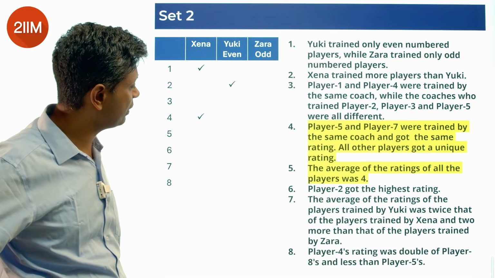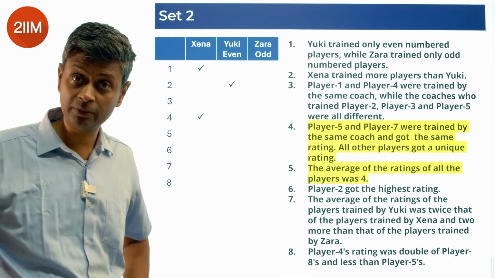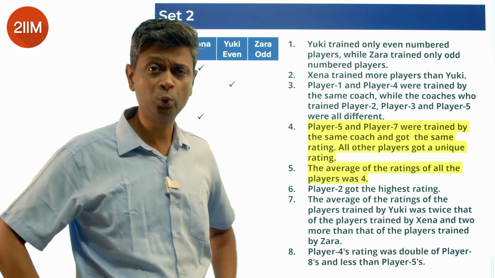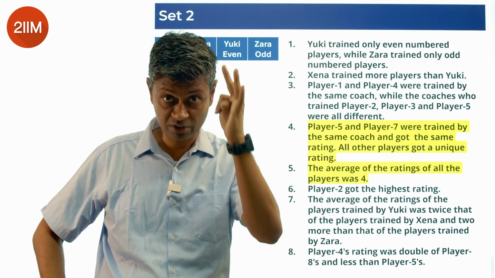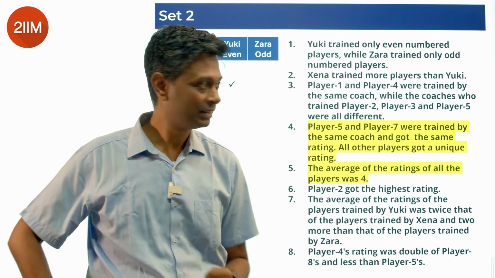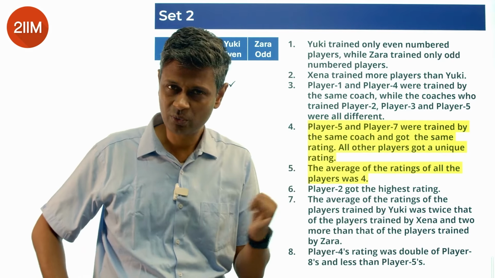Player 5 and player 7 were trained by the same coach and got the same rating. All other players got a unique rating. So 1, 2, 3, 4, 5, 6, 7 feature each of them once, and then one number repeats. What is the repeating number?